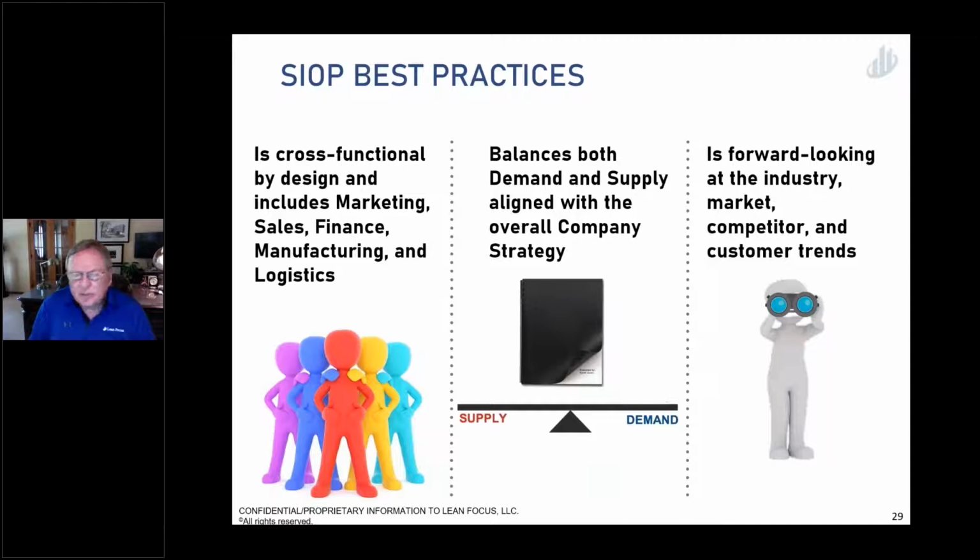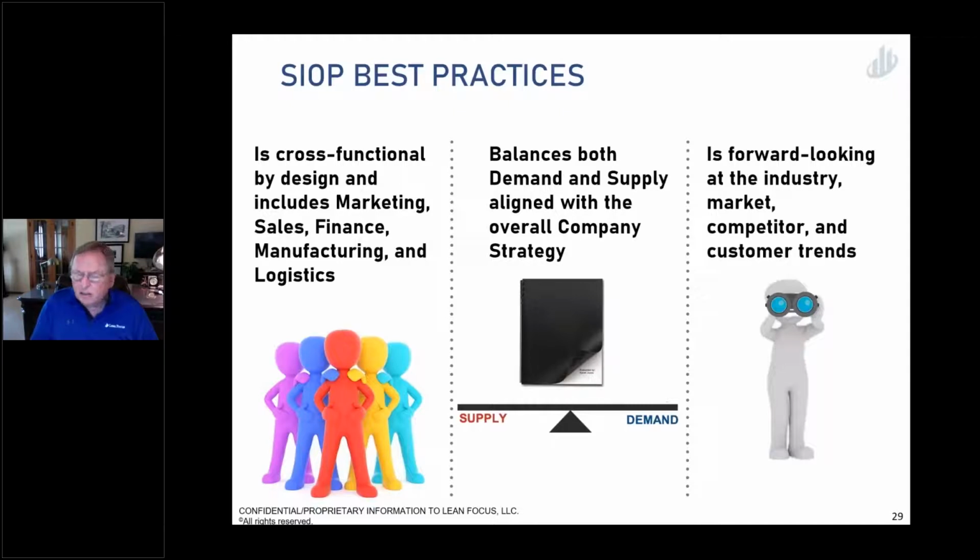Now, every organization is organized slightly differently. Sometimes sales and marketing are the same people. Sometimes they're separate. Sometimes manufacturing, sometimes you don't have any manufacturing. It's all purchased parts, and purchasing has to be an integral part of this whole thing, along with HR and logistics.